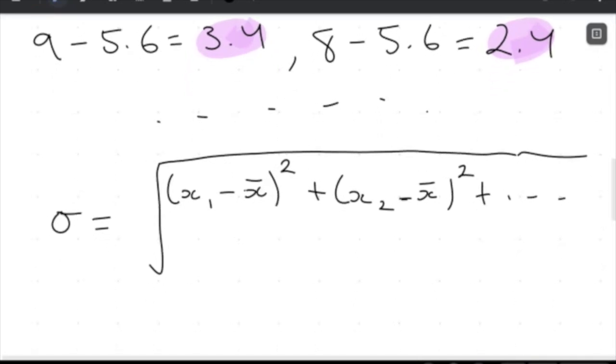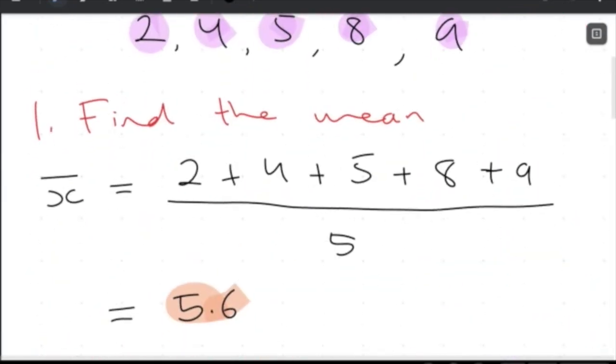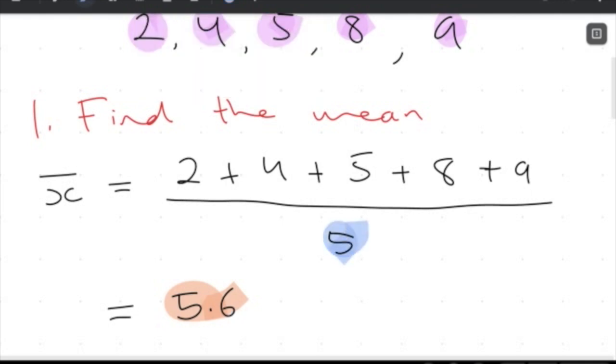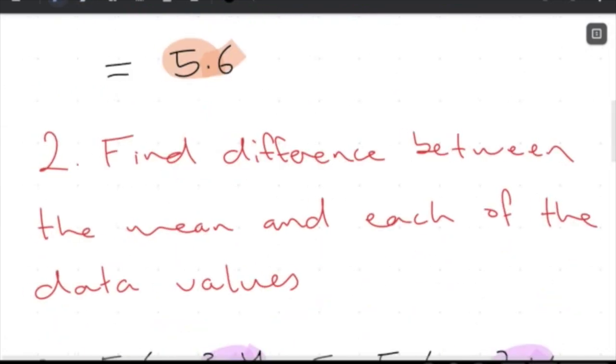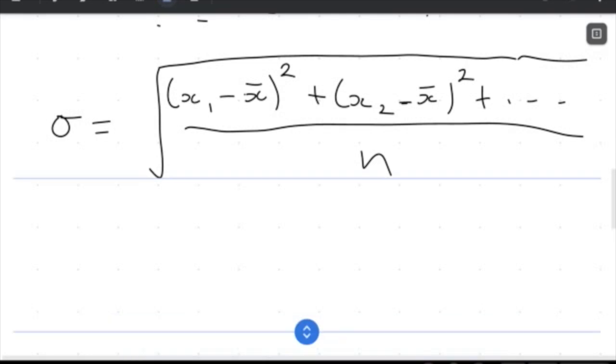Finally, we divide these by the number of terms there are, n. In our data set up here, we have 5 values. The same thing we divide by in order to give us the mean, we're dividing by the same number for standard deviation, and it's all going to be under a square root.